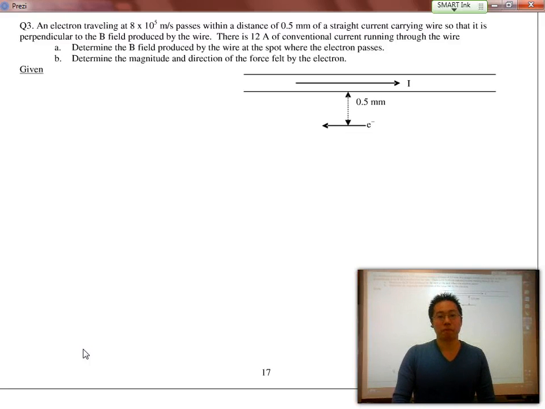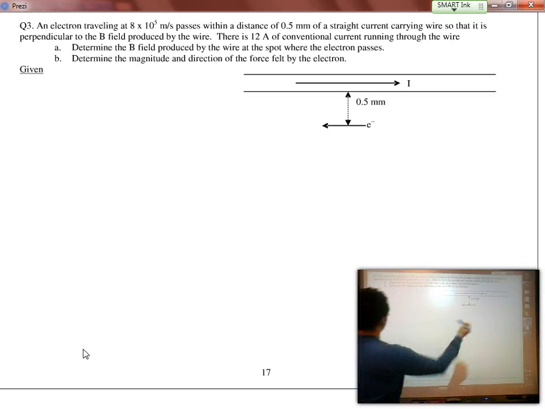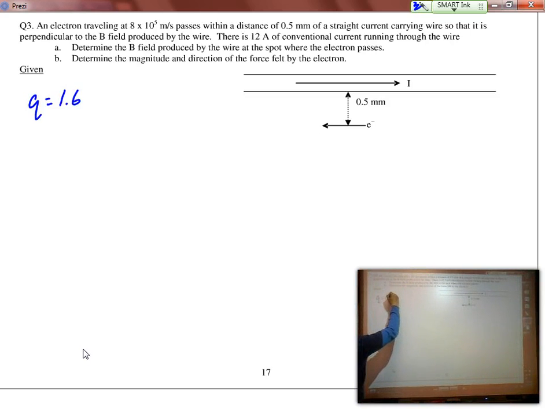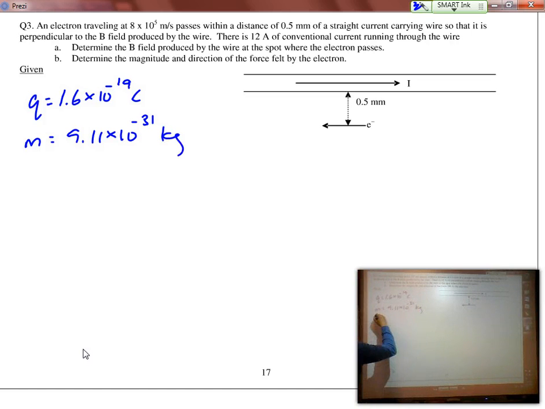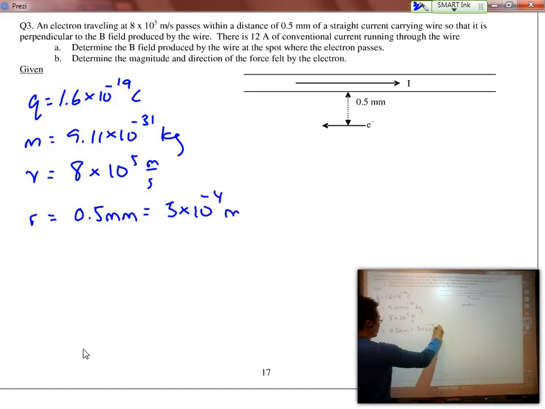Here's another example where we are going to combine both hand rules and both our formulas now. An electron traveling at 8 times 10 to the 5th meters per second. Well, let's write down our givens. An electron has a charge of 1.6 times 10 to the negative 19 coulombs. Its mass is 9.11 times 10 to the negative 31 kilograms. It's traveling at a speed of 8 times 10 to the 5th meters per second, within a distance of 0.5 millimeters, which is the same thing as 5 times 10 to the negative 4th meters.